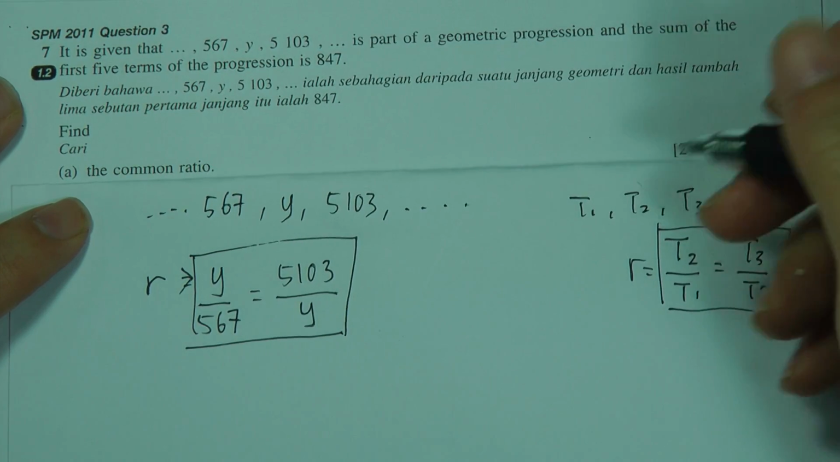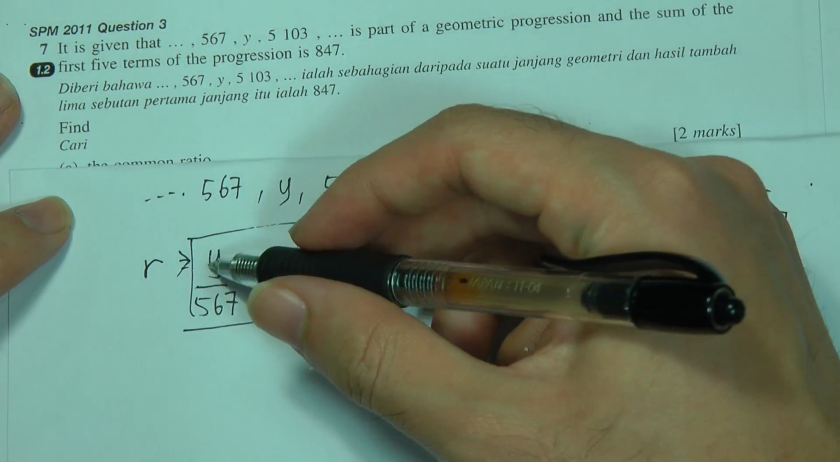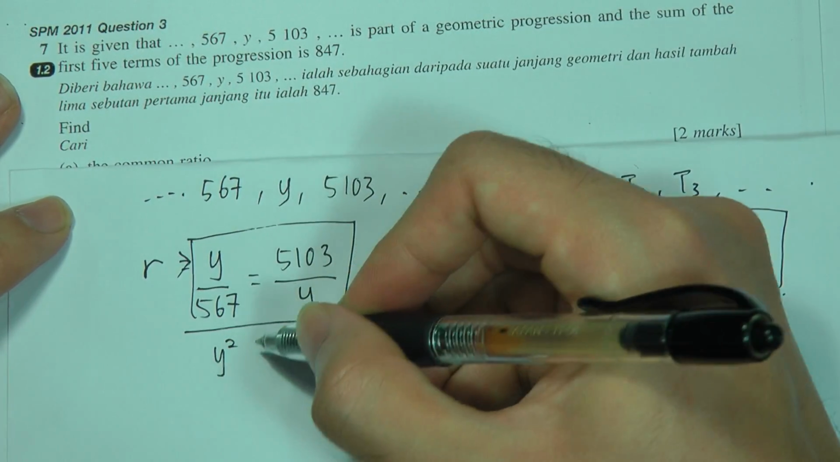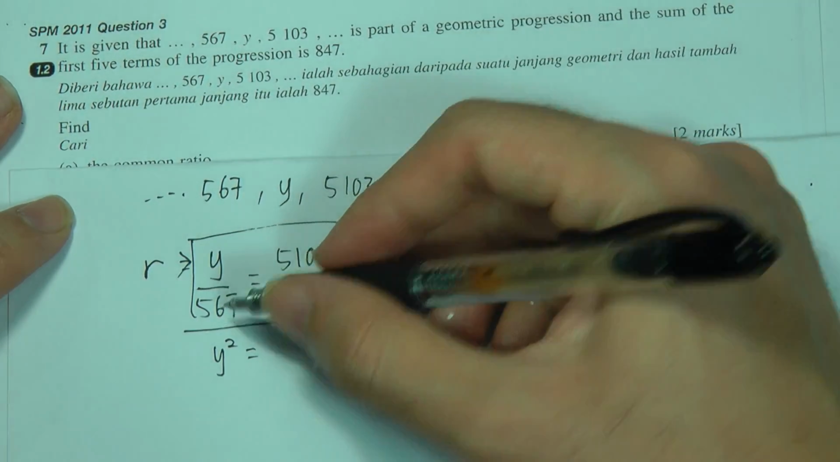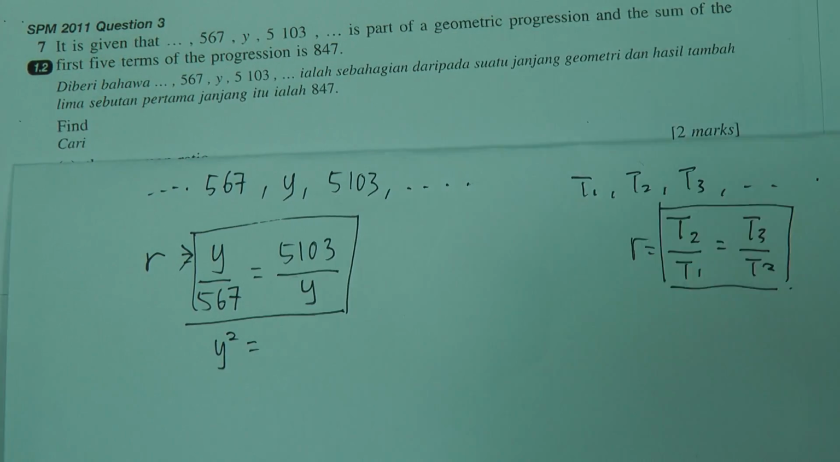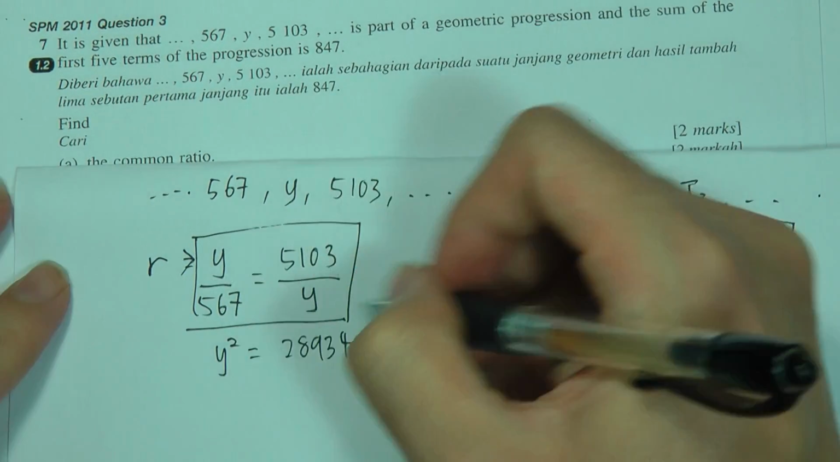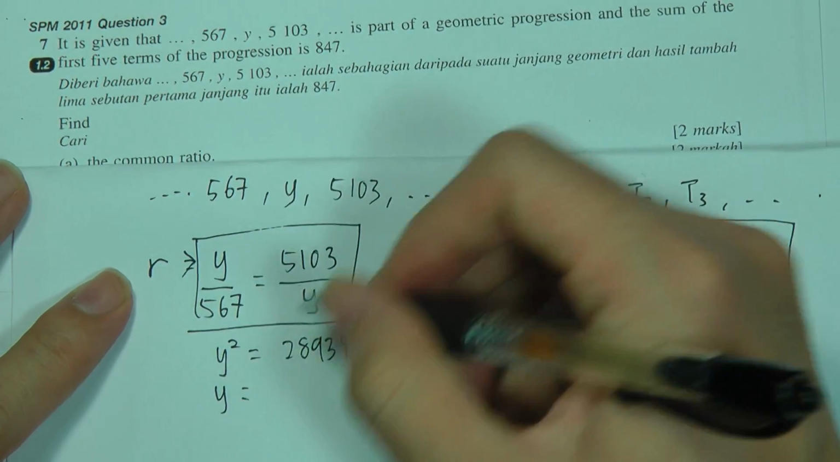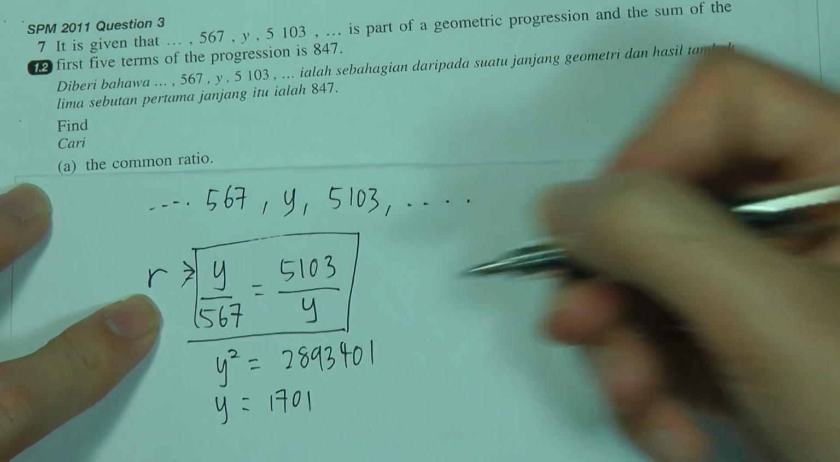If you solve this equation, I move the y on the top, so I get y squared will equal to, moving the 567 to this side, 5103 multiplied by 567. This is a normal algebra question. So 5103 multiplied by 567 gives you 2893401. Then you just square root the answer, and you are going to get y. Press the calculator and you get y is actually 1701.